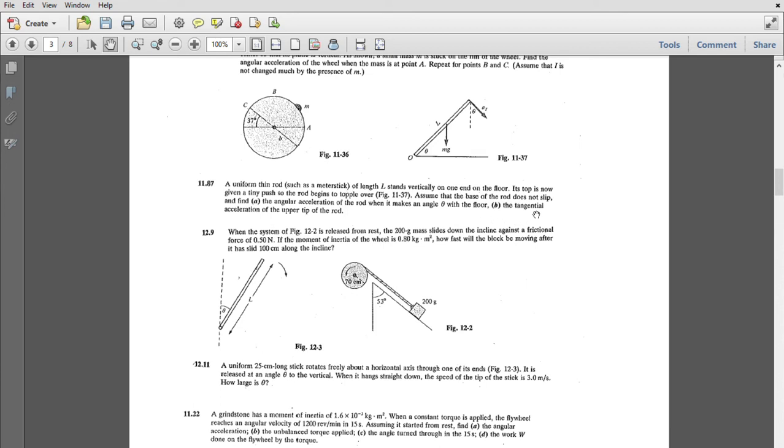Then if we want at that same instant the tangential acceleration of the upper tip of the rod, we use a tangential equals R alpha, where R is equal to L. Solve for a tangential. Sorry about that initial misstart. I thought we were supposed to find something about how fast it's rotating. I didn't read the problem carefully enough.